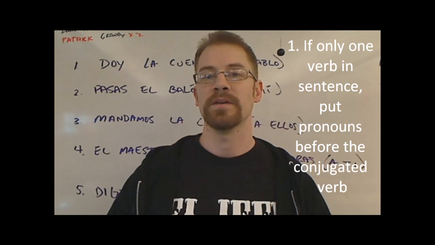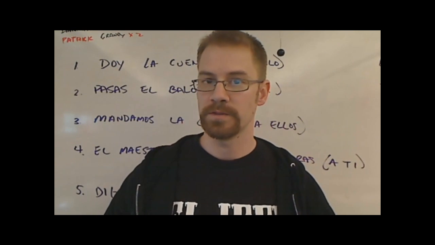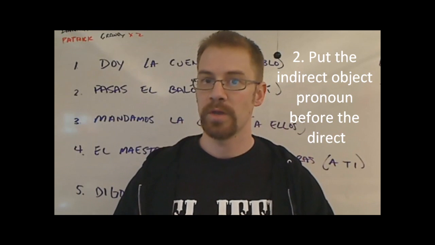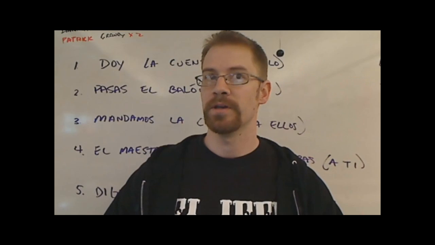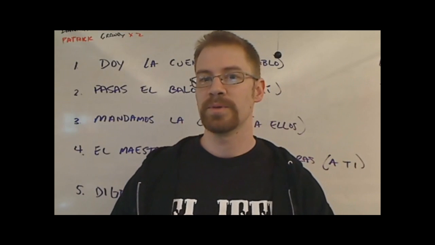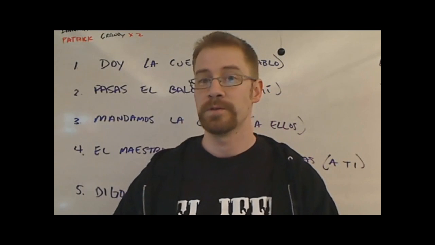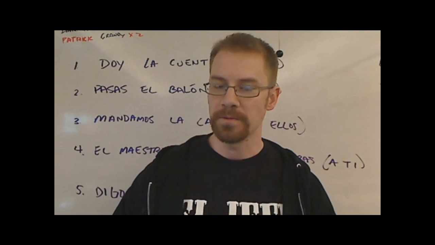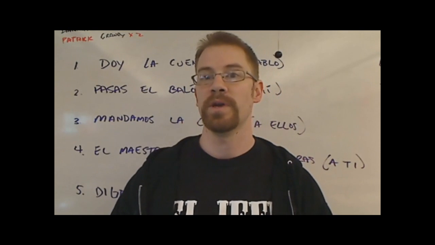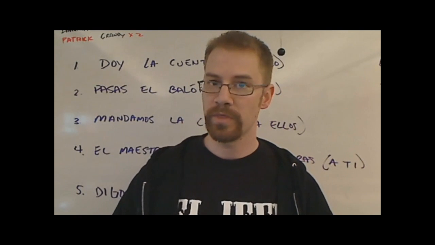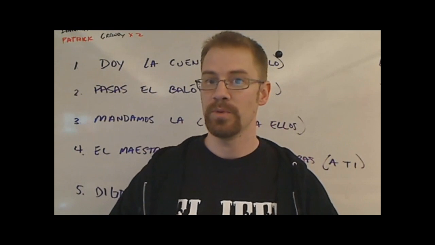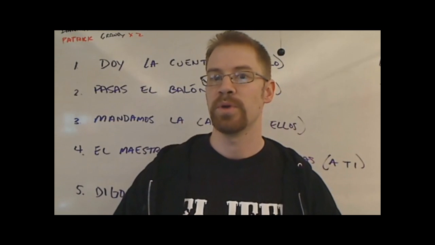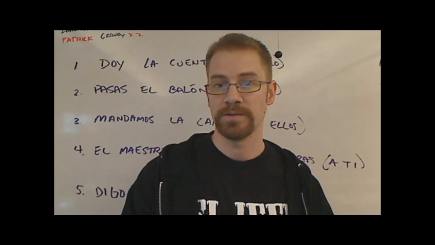Two is that when you're doing 2 pronouns, put the indirect object pronoun before the direct object pronoun. The easy way to remember this, I think, is that typically the indirect object pronouns refer to people, and not always, but sometimes the direct object pronouns will refer to things. And in life, you should always put people before things. So the people, the indirect object pronouns, put that before the direct object pronouns.